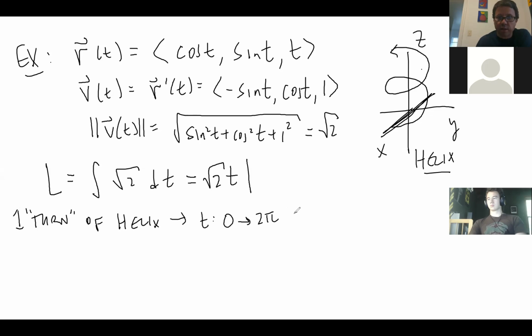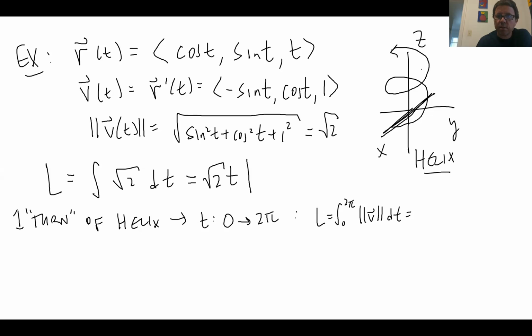Well, technically the answer would be the integral from 0 to 2 pi of the length of v. But I already know what that answer is. It's just square root of 2 t evaluated from 0 to 2 pi. I've already figured this out in general, so all I've got to do is plug in the bounds, and I'll get 2 square root 2 pi. That would be the length if I went around one time. So just take the derivative, find the length, and then integrate it and plug in the bounds. And that would be for one turn.